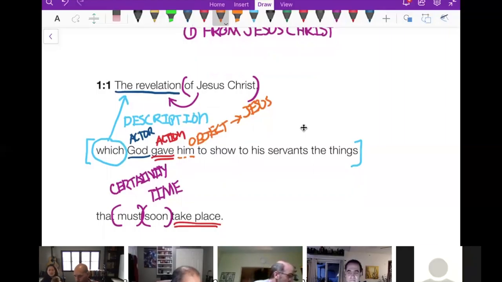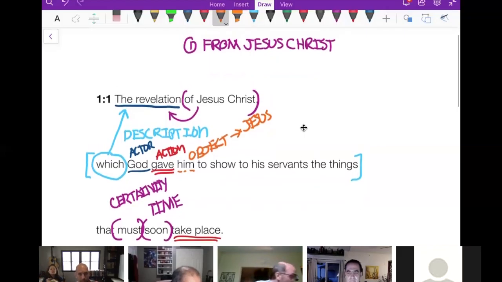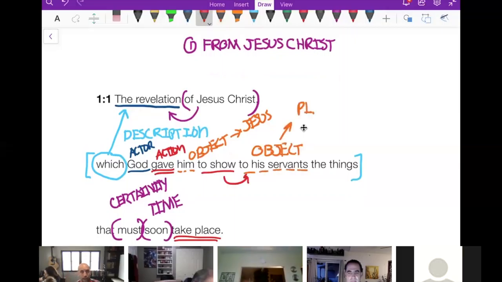Well, the other thing is that it is for his servants. It's for us, not just for John. It's plural. No, that's great. That's great. So there is this plural idea. That's a great observation.